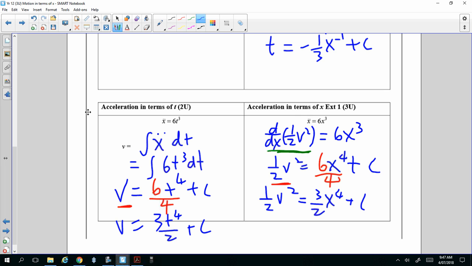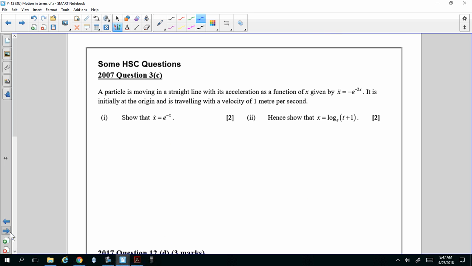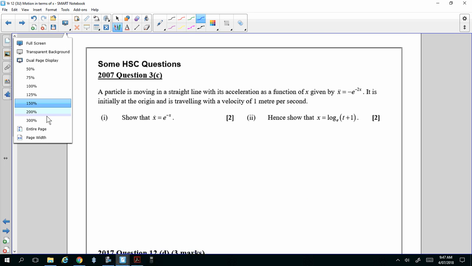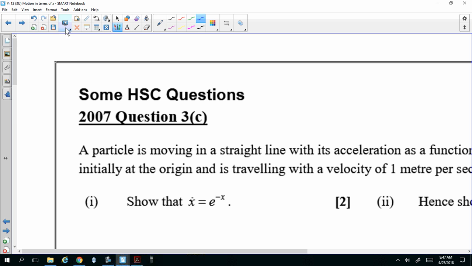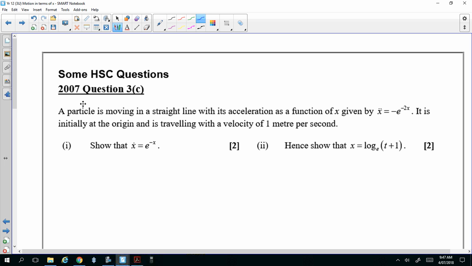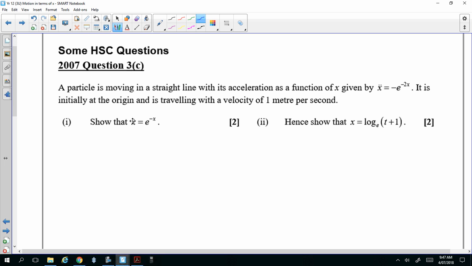All right, so all done? Okay, let's move on. Next page, HSC questions. Alright, so that's one HSC question asked in 2007. A particle moving in a straight line with acceleration given by that. It is initially at the origin, traveling with velocity 1. We first have to show the velocity is equal to e to the power negative x.